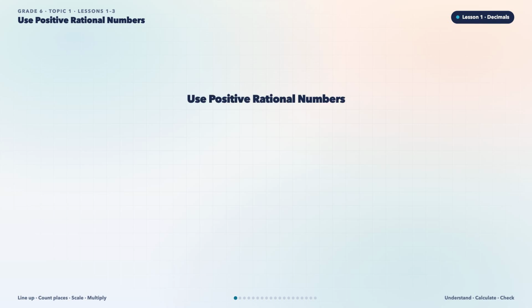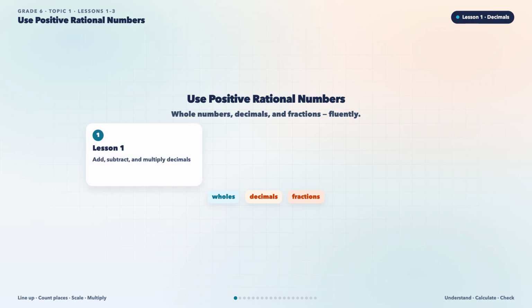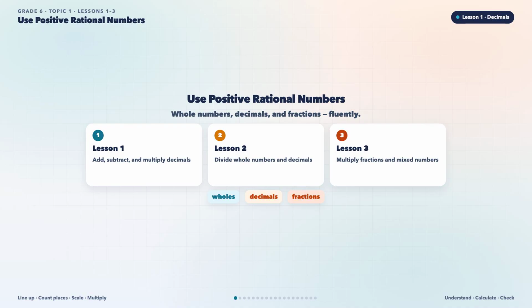Positive rational numbers are the numbers we use all the time: whole numbers, decimals, and fractions. Today we are building fluency with three big skills. First, adding, subtracting, and multiplying decimals. Second, dividing whole numbers and decimals. Third, multiplying fractions and mixed numbers. Once these feel automatic, word problems get a lot easier.